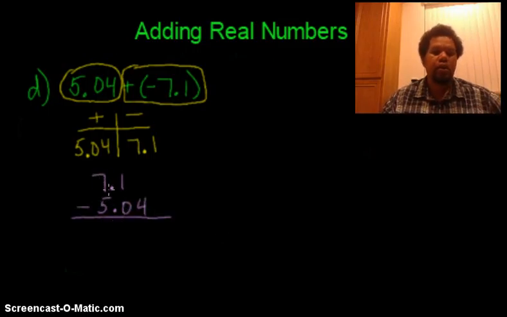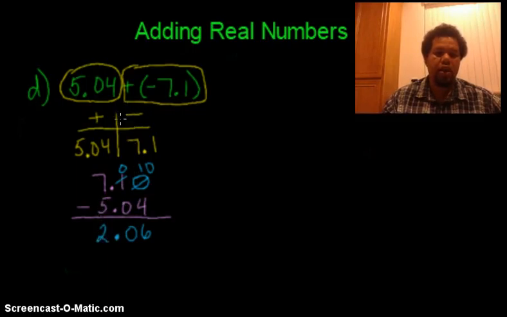So as I did, I lined up the decimal points, and I notice I have an empty space, so I'm going to fill that empty space with a 0 so that I can go ahead and subtract like normal. I need to borrow from the 1, make that a 0, and this 0 becomes a 10, and go 10 minus 4 is 6, 0 minus 0 is 0, bring down the decimal point, 7 minus 5 is 2. And again, the team that had the most points, or the bigger number, is negative, so my answer is a negative 2.06.